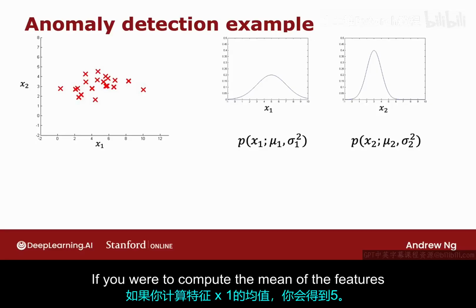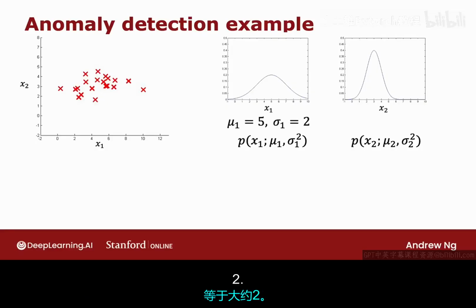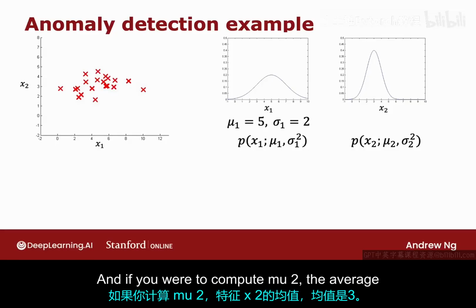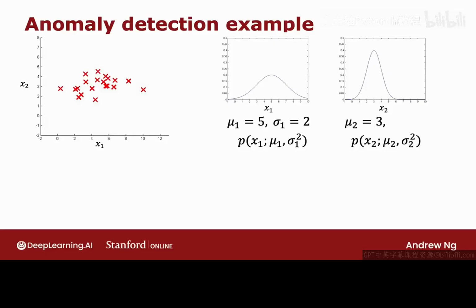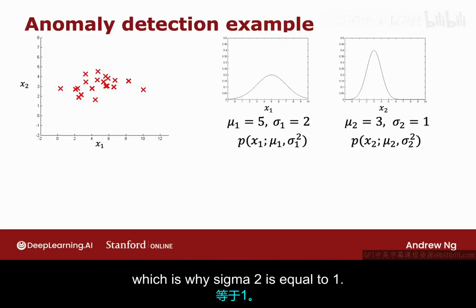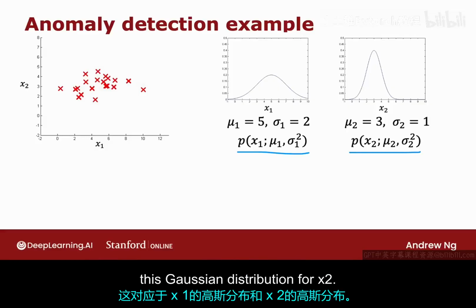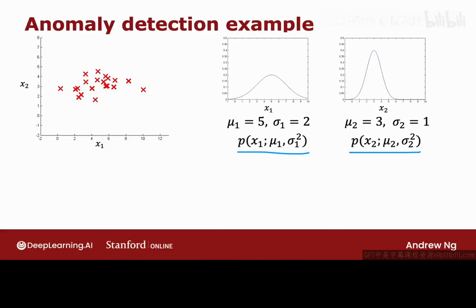If you were to compute the mean of the features x1, you end up with 5. And it turns out that for this data set, if you compute sigma 1, it will be equal to about 2. And if you were to compute mu2, the average of the features on x2, the average is 3. And similarly, its variance or standard deviation is much smaller, which is why sigma 2 is equal to 1. So that corresponds to this Gaussian distribution for x1 and this Gaussian distribution for x2.